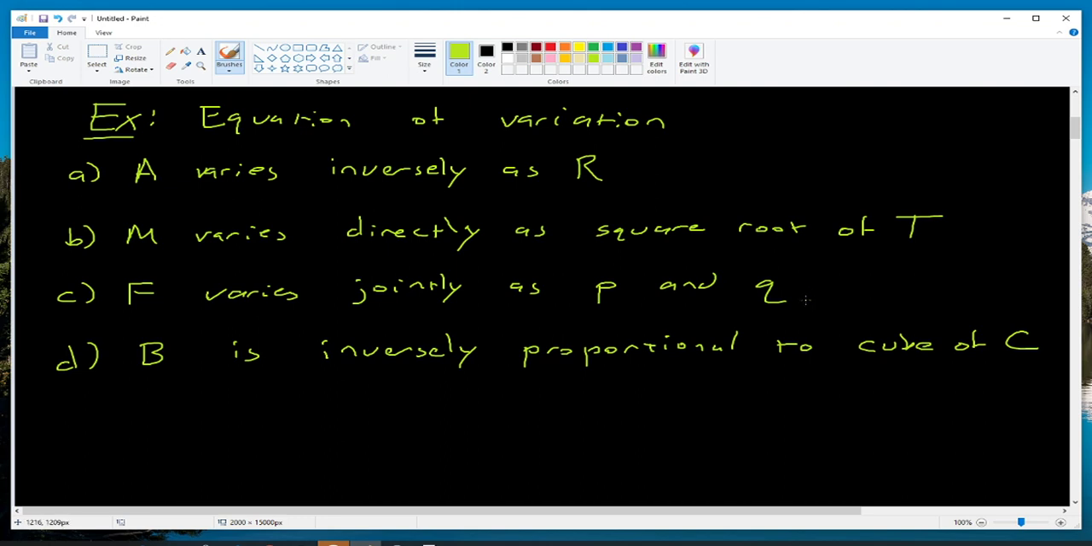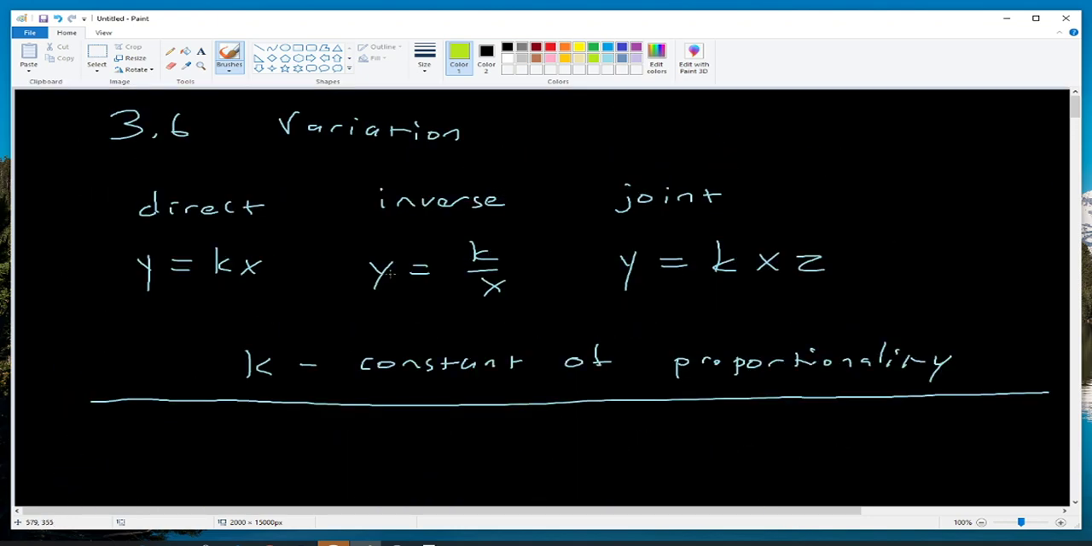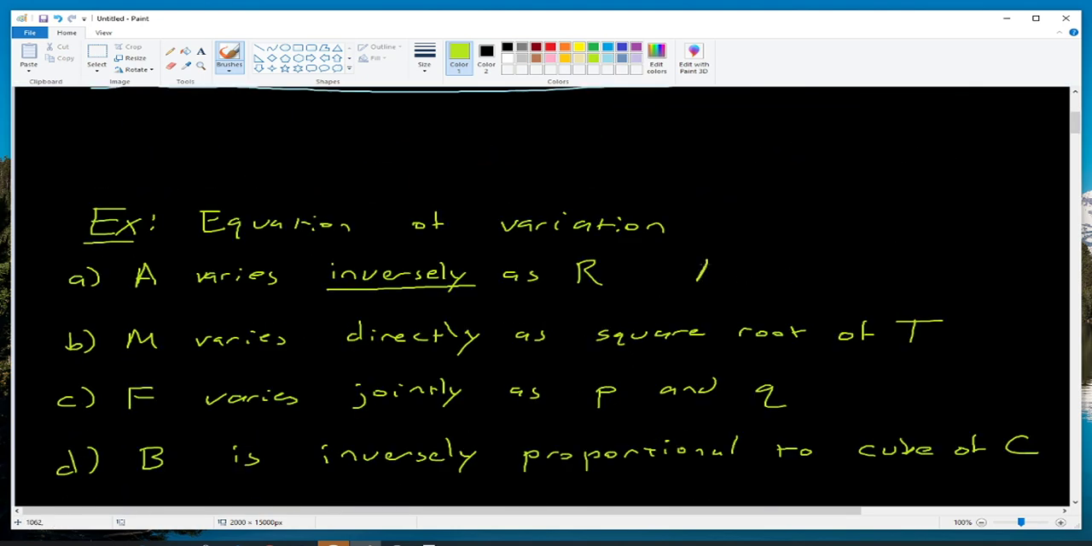So you look through, these are phrased one way. You'll either hear the words varies directly, varies inversely, varies jointly, or you'll hear directly proportional, inversely proportional, jointly proportional. But you'll still see the keywords directly, inversely, jointly. So we have A varies inversely as R. If we look at the inverse equation, inverse says you're going to divide into the k. So A equals k, and we're varying inversely as R, so the R divides into the k, and that's our equation of variation.